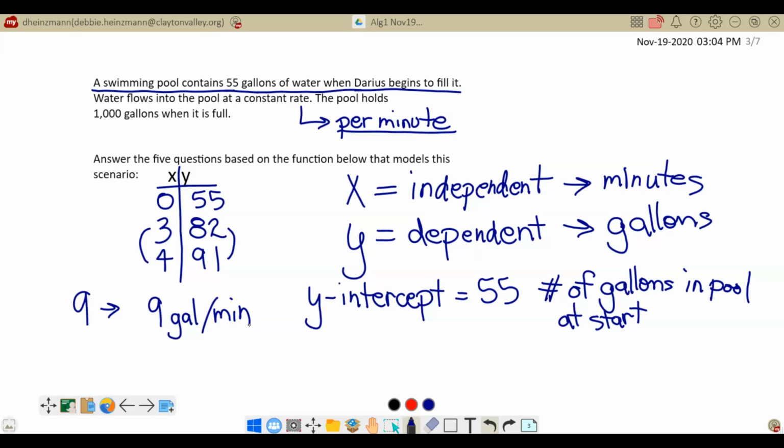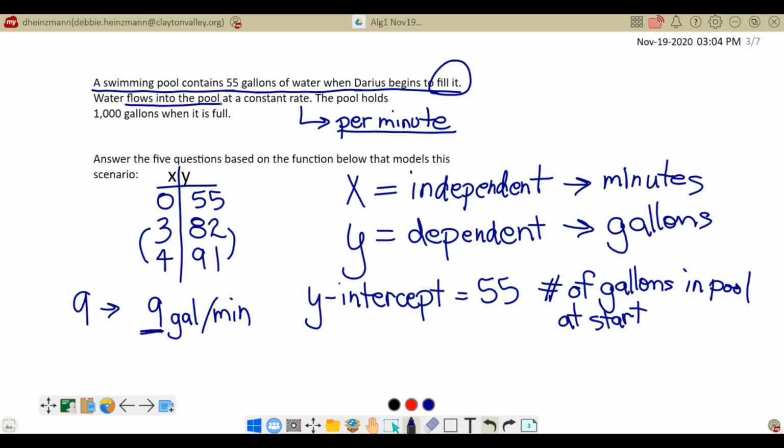So is this function increasing or decreasing? Well, it seems pretty obvious that there are some words that clue you into the fact that this is an increasing function. There's the mathematical way to look at it, which is that 9 is a positive number. But there's also the idea that you're filling it. You're adding to it. Water flows into the pool. Okay, these things should be cluing you in to the idea that this is an increasing function.